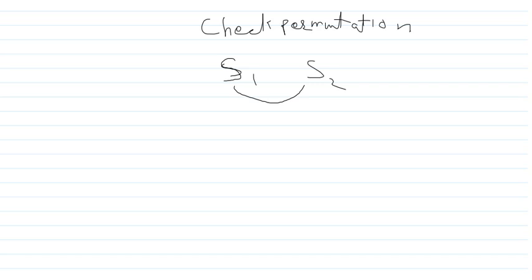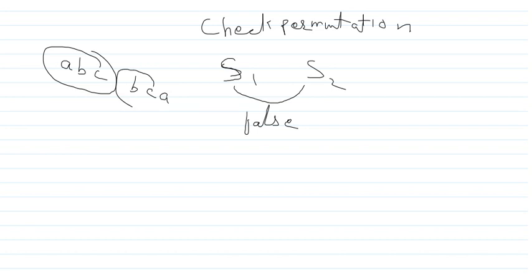A simple way is to check the length of the S1 and S2 strings. If they are not equal, then we can simply return false. If the two strings are permutations of each other, then the length should be equal. So the first condition, we can check this one.